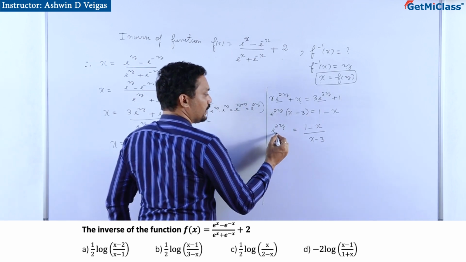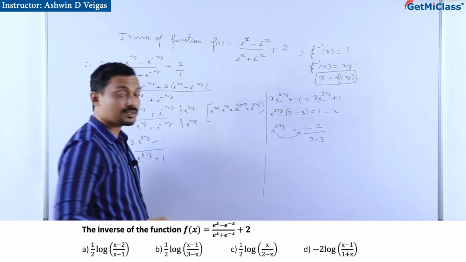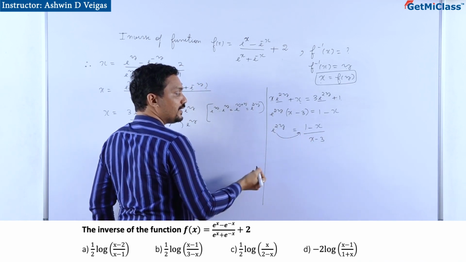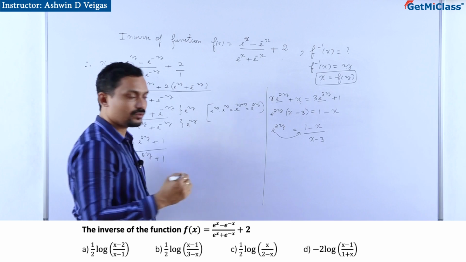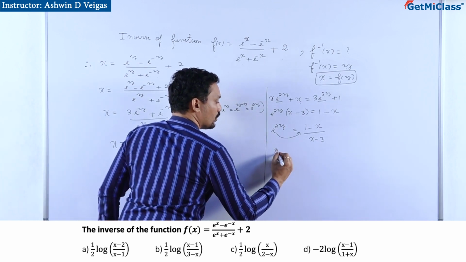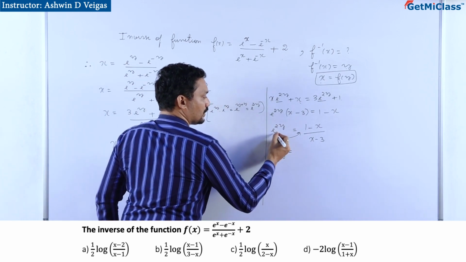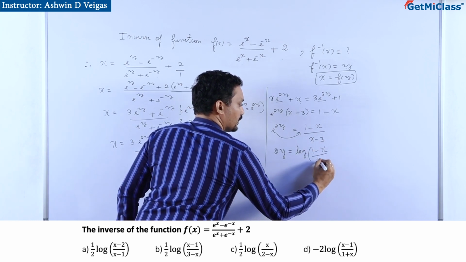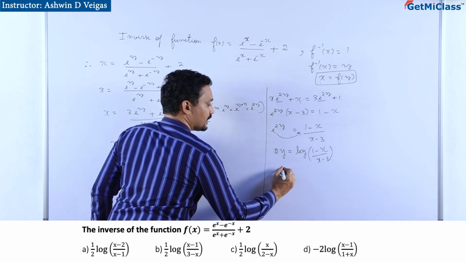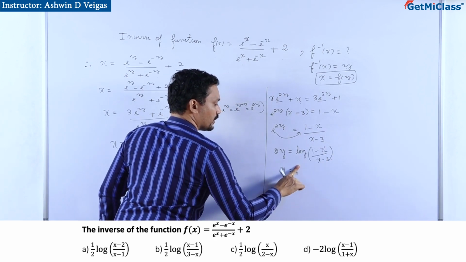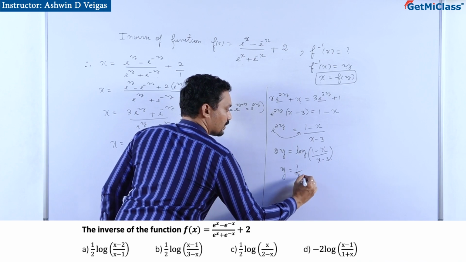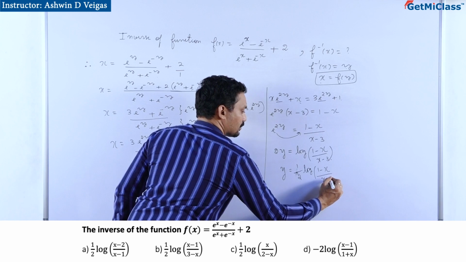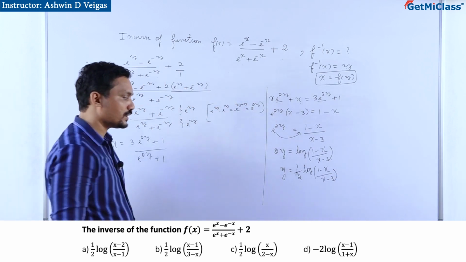Now you know when e comes to the other side, it will become a logarithm. Note that e is the anti-log actually. When it comes to the other side, it will become log. So you will get 2y equal to, so 2y will come down, e will become log. It is log of 1 minus x divided by x minus 3. So you can write this as y is equal to, if you cross multiply 2, you will get half log of 1 minus x divided by x minus 3. Yes, so this is actually the answer.